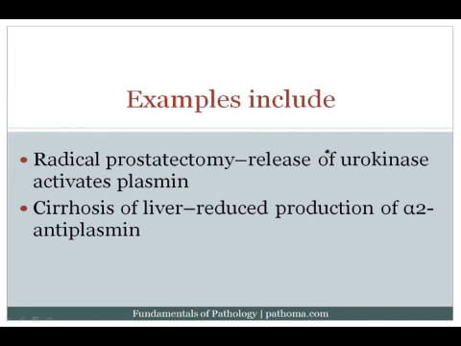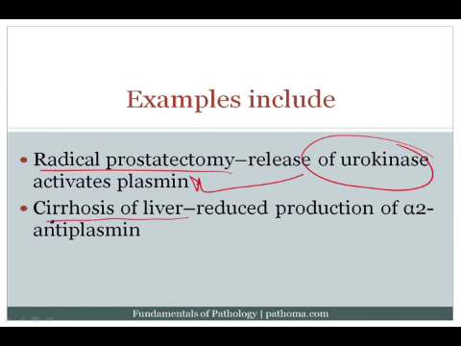Now, what are some examples? One example in which this can occur is radical prostatectomy. One thing that can theoretically happen in a radical prostatectomy is that urokinase can be released while that procedure is ongoing. That could then activate the plasmin, and then the plasmin would begin to chop up coagulation factors, would begin to chop up serum fibrinogen. Similarly, if a patient has cirrhosis of the liver, the molecule that inactivates plasmin, which is called alpha-2 antiplasmin, which is produced in the liver, would not be produced, or would be produced in less amount. And so this can also be an example of how we could have overactivity of plasmin.